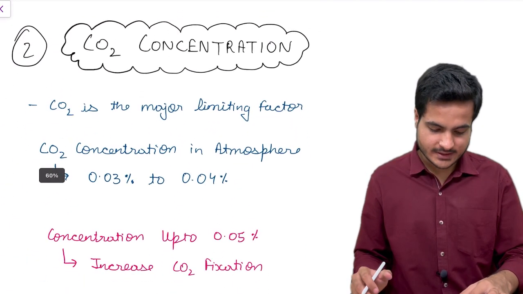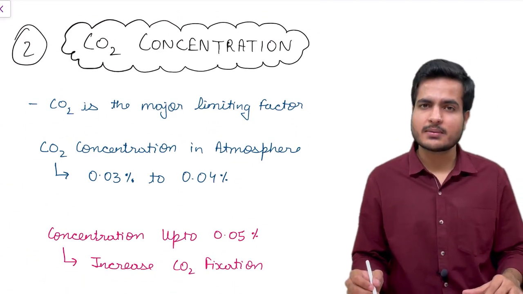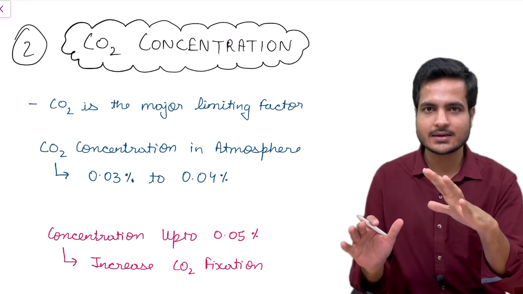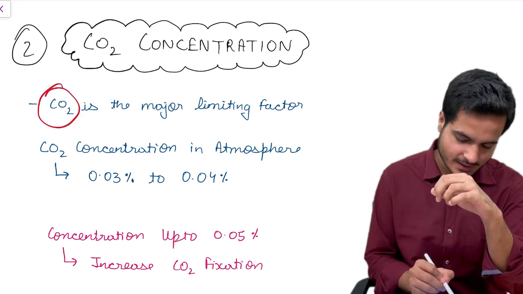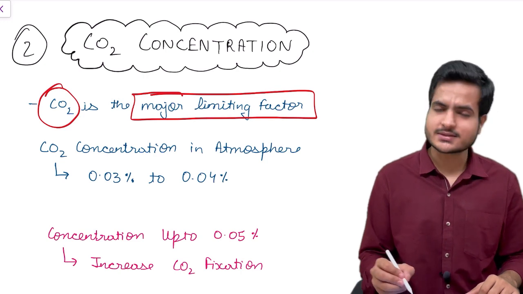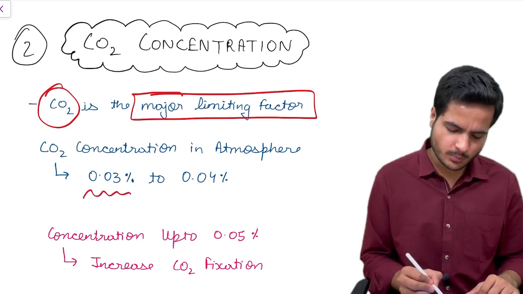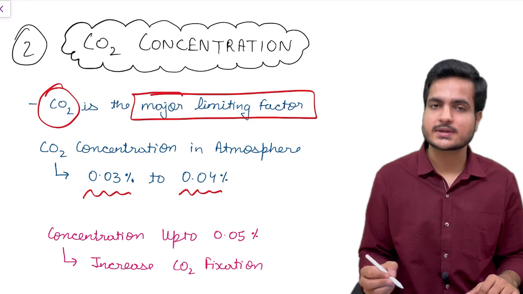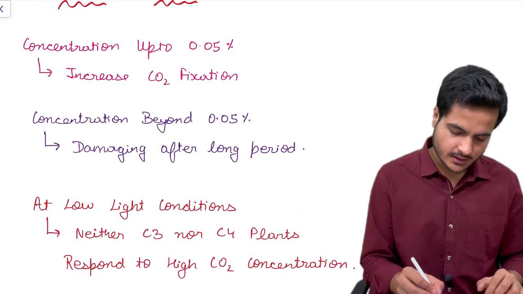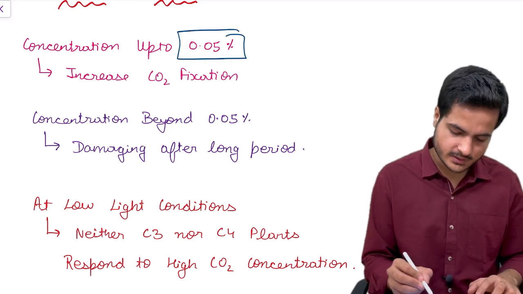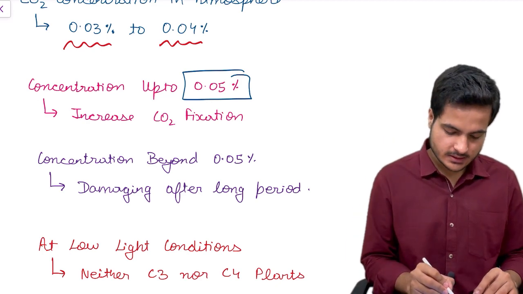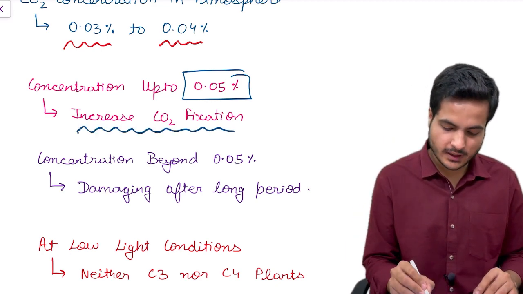Now let's talk about the second external factor, that is carbon dioxide concentration. And friends, as we discussed, light is rarely a limiting factor, but carbon dioxide is the major limiting factor for the plant, because carbon dioxide concentration in the atmosphere is only 0.03 to 0.04%. But if the concentration of carbon dioxide is increased up to 0.05%, that is, a 0.01% increment is given, it is seen that carbon dioxide fixation would increase.